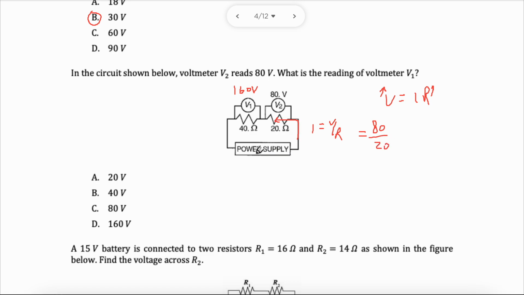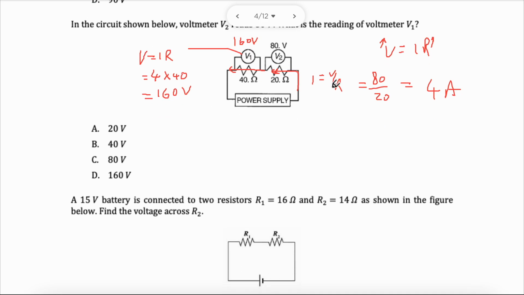Now, why am I not using the full battery supply? Because I know this is 80, I know this is 20. I can find the current flowing through here, which means it will be the same current flowing through here. It's one current. 80 over 20 is 4 amps. Now, if I wanted to find V1, I can go ahead and do it. I can do V equals IR. Same current passes through, 4, multiplied by the resistance, which is 40. 4 times 4 is 16, add the 0, 160 volts. So that makes sense. Very good.